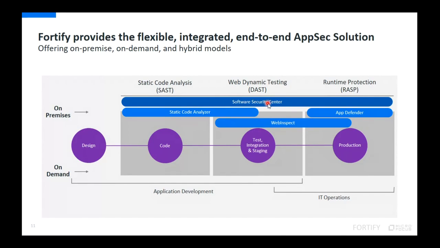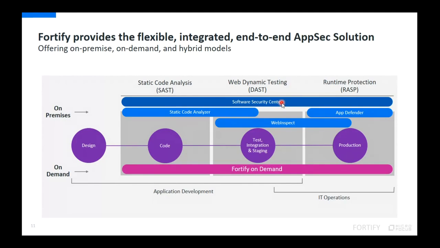Software Security Center is the management console, the single pane of glass, which provides visibility into what applications are there and what vulnerabilities are there. It gets integrated with each of these products. You can integrate WebInspect with SSC, and you can integrate SCA with SSC. So SSC becomes the central module which gives us visibility of the security posture of our applications.